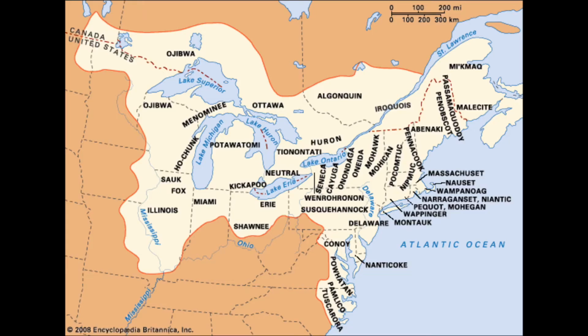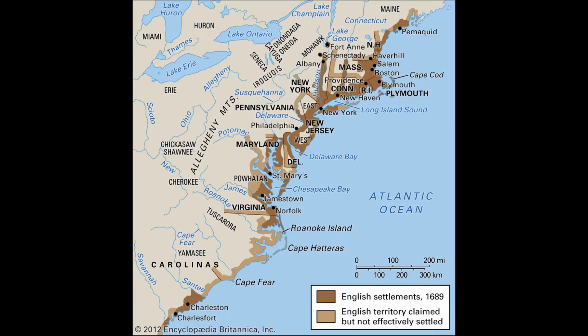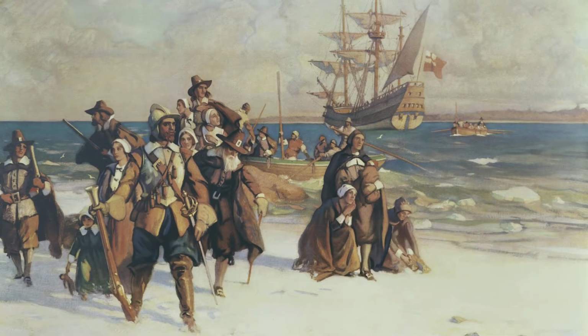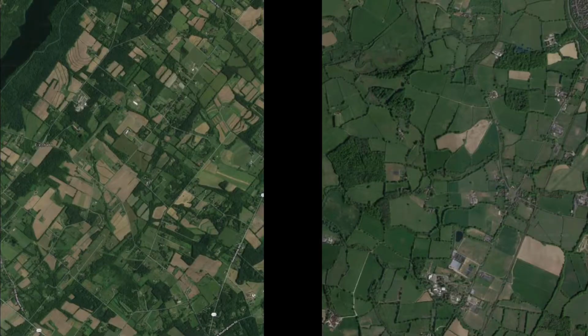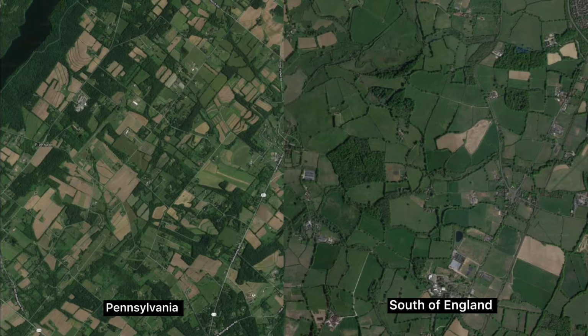Let's start with the Northeast. The region was home to Native American tribes such as the Delaware, Iroquois, and Massachusetts before being colonized by the British in the early 1600s. The colonists brought their method of agriculture from the United Kingdom, and hence the British style of agricultural grid. This is why the farmland of the Northeast looks remarkably similar to the farmland of Britain.